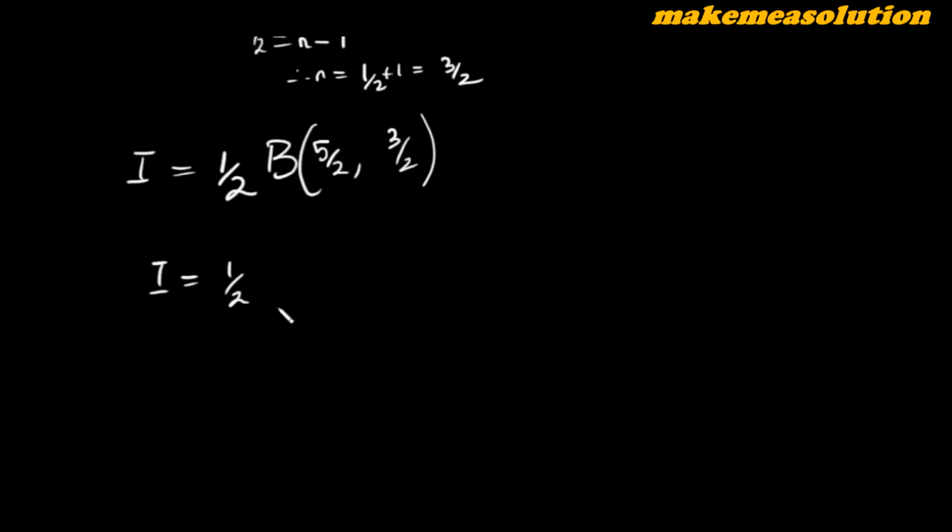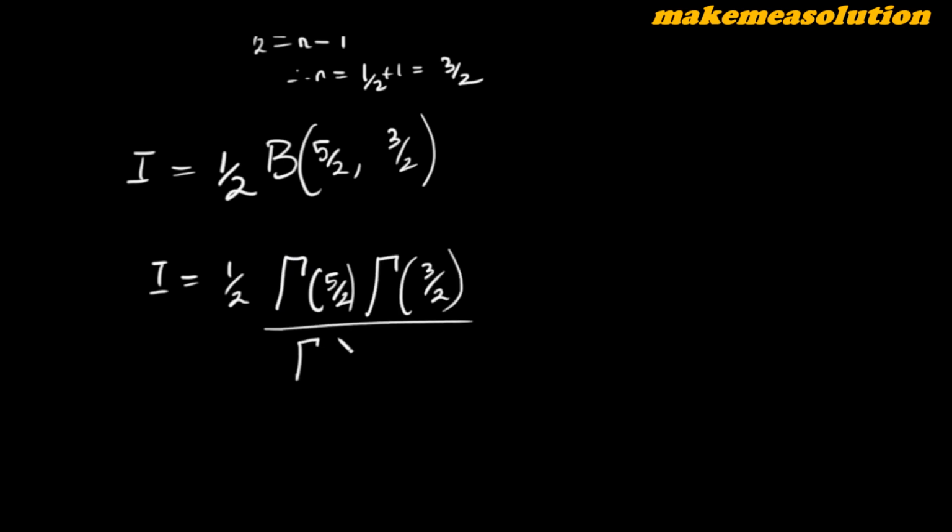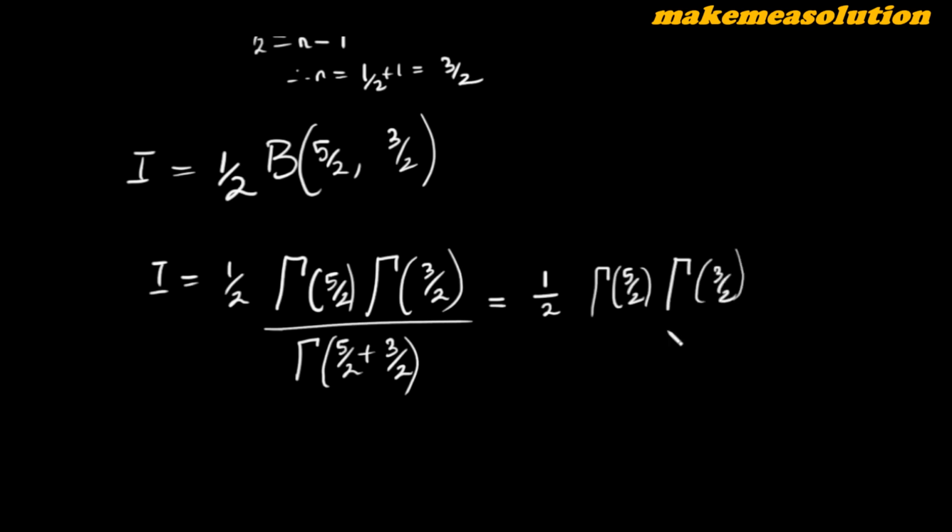Beta of 5 over 2 comma 3 over 2 translates to gamma of 5 over 2, then gamma of 3 over 2 divided by gamma of 5 over 2 plus 3 over 2. Is that okay? So you have 1 all over 2, and you now have gamma of 5 over 2, gamma of 3 over 2, divided by gamma of 4. When you add 5 over 2, which is 2.5, to 3 over 2, which is 1.5, you get a 4 there. So of all these values, I know that gamma of 3 over 2 is root pi over 2.